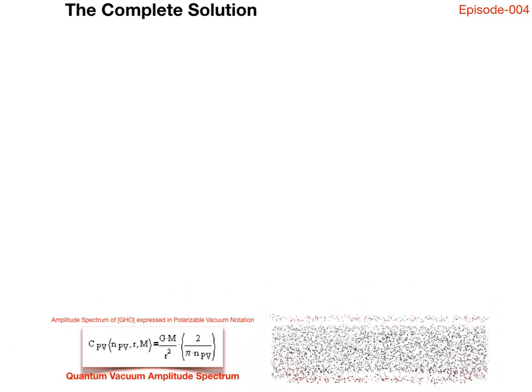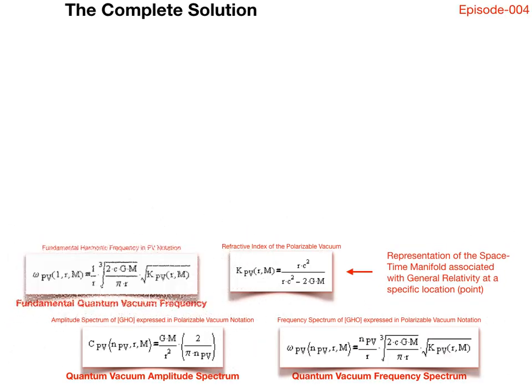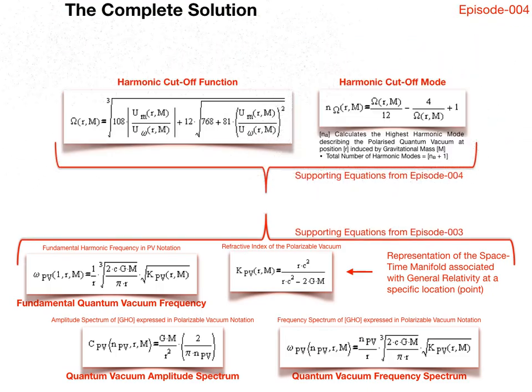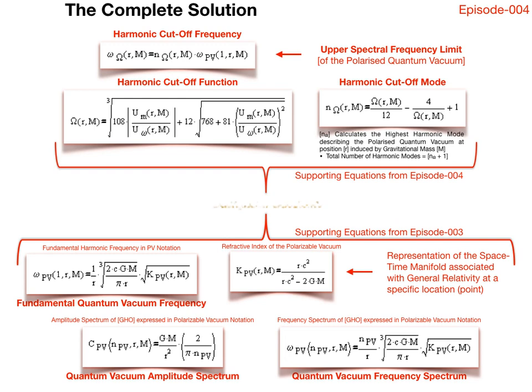Appearing on screen is the complete solution for the amplitude and frequency spectra relating to the quantum vacuum we derived in episodes 1 to 4. If you have the interest and skills, we encourage all viewers to watch these episodes if you want to understand the nuts and bolts of the governing physics. What you're seeing now are the equations relevant to the gravity A and B phenomena described by Bob Lazar.